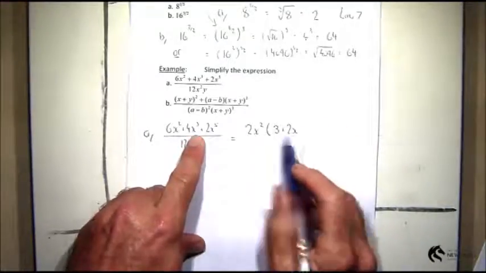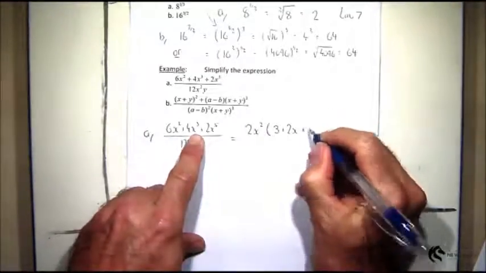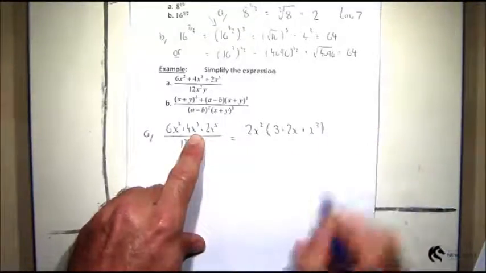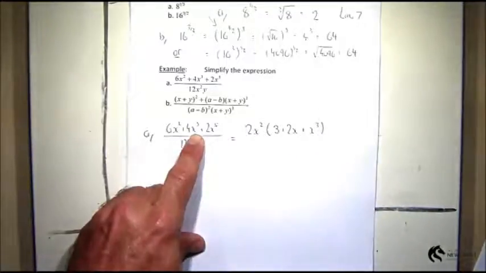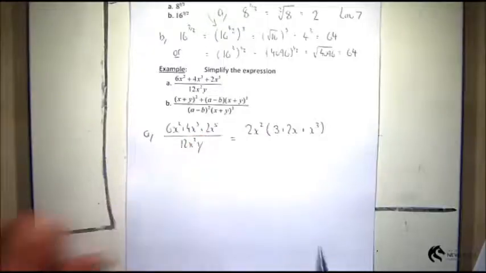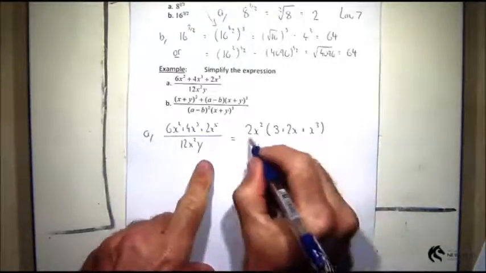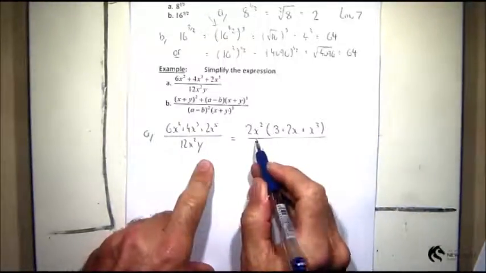X squared times x to the 1: 2 plus 1 is 3, using my laws of indices. And lastly, what have I got to multiply 2x squared by to get 2x to the fifth? The answer is x cubed, because x squared times x cubed is x to the fifth. So in there, I've used my laws of indices, and I've also used the distributive law backwards.